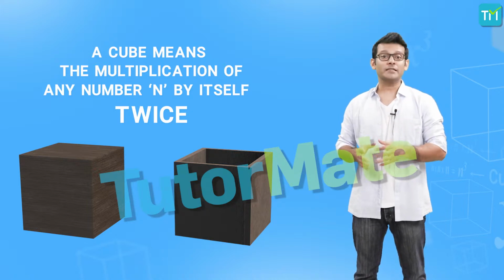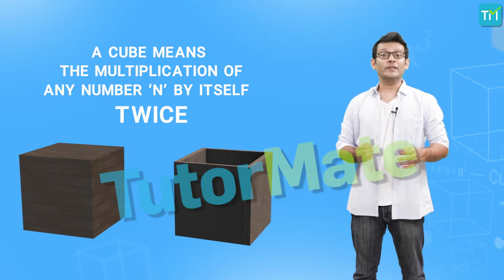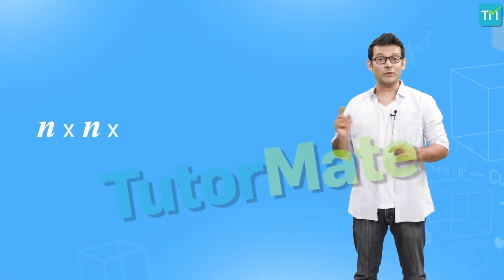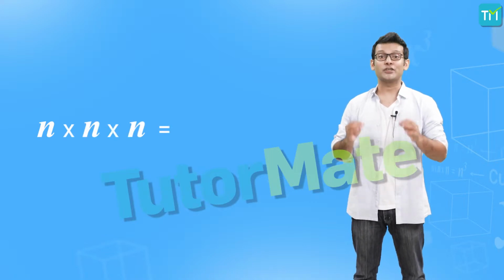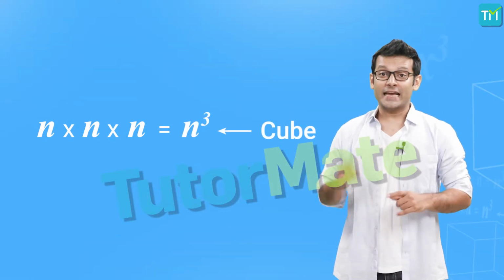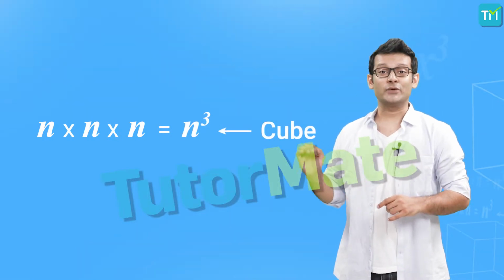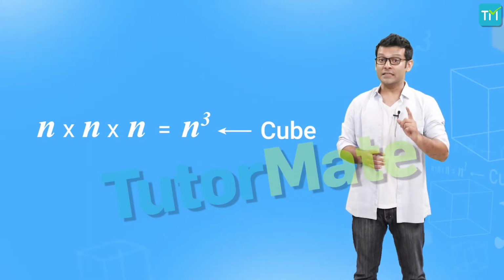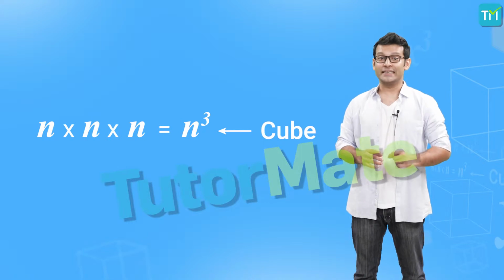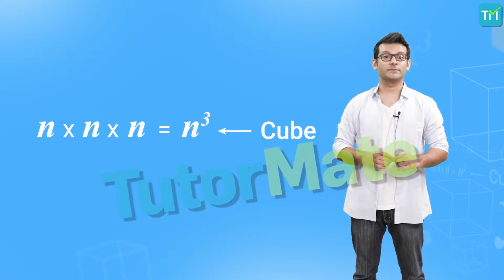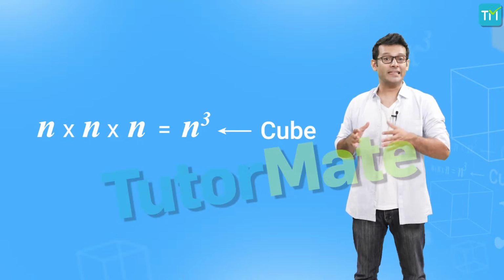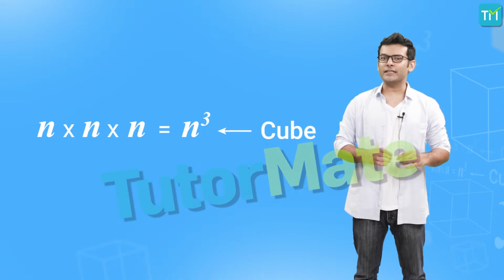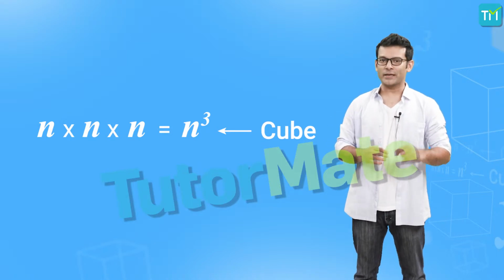And when we multiply a number, say n, with itself 2 times, we get n into n into n, and that is known as the cube of n. That is, n cube is equal to n into n into n. This is basically n raised to the power 3, and a number raised to the power 3 is called the cube of the number. Since we know that the cube of any number is a number multiplied by itself twice, let's try and find out the cubes of a few numbers, okay?